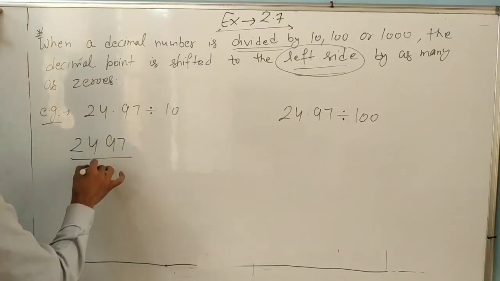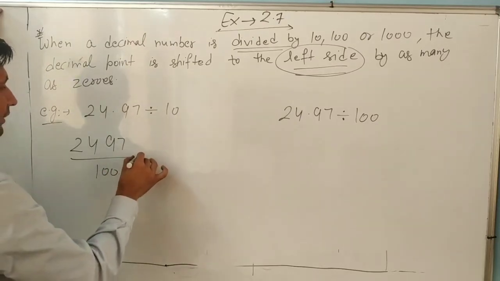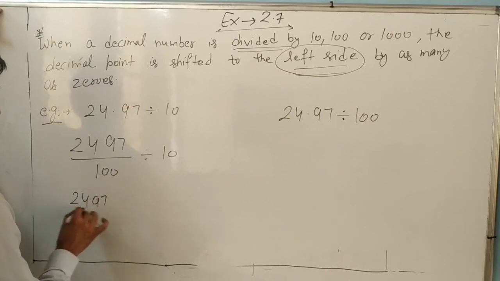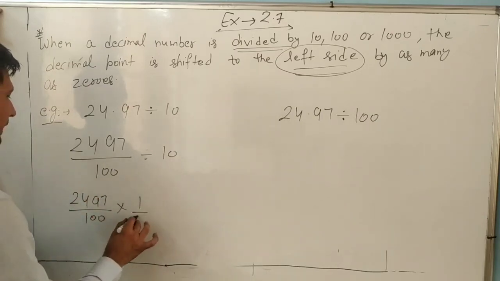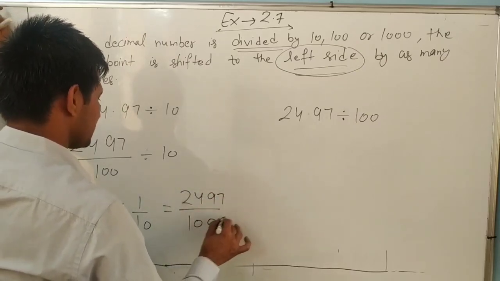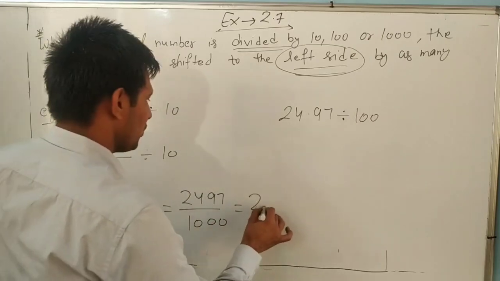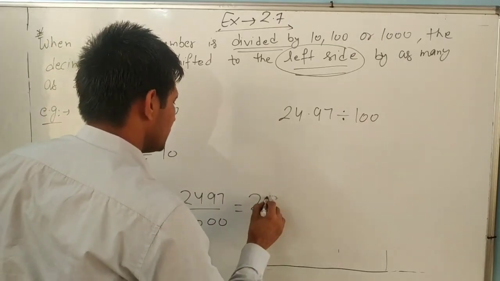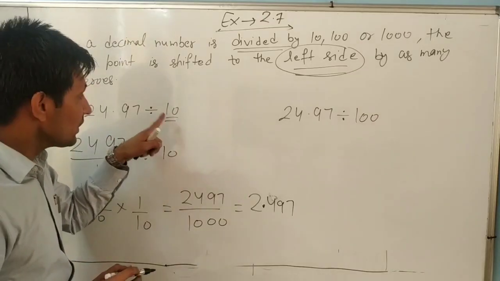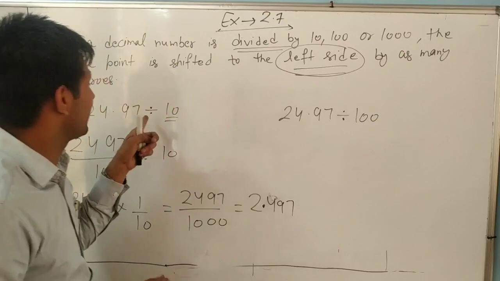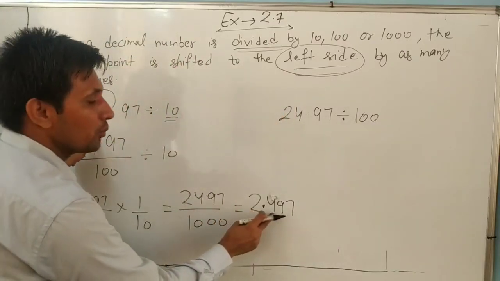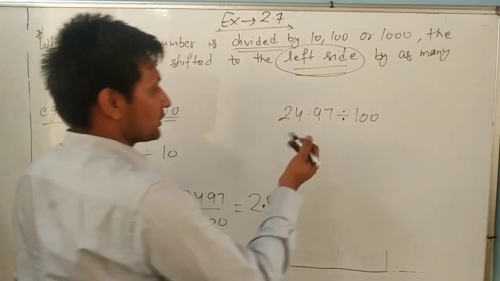2497 divided by 10. Write the reciprocal of it. So 2497 into 1 by 10 becomes 2497 divided by 1000. So how many 0s? 3. So 2.497. How many 0s in 10? 1. So the decimal is shifting, and we are dividing, on the left side. So it comes here. 2.497. Same as it is here.